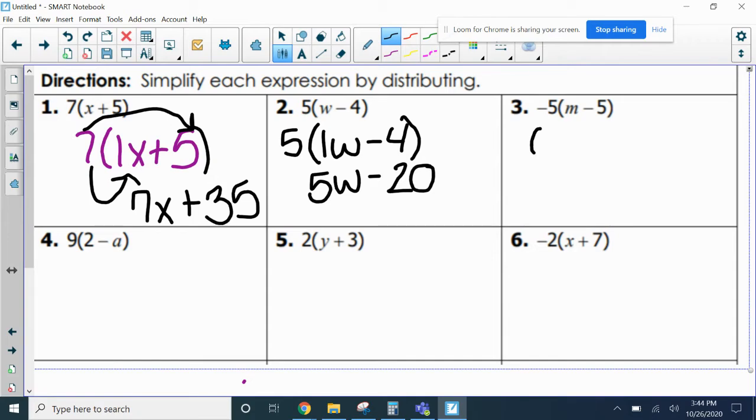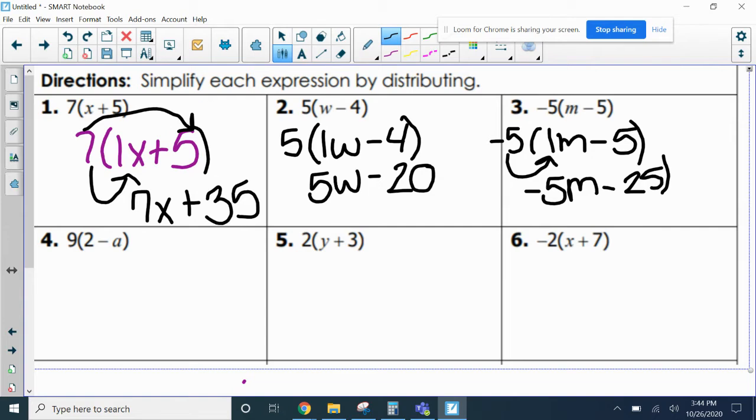Again, we're distributing it throughout the first term and the second term. So I have negative 5 times 1m. Remember, there's an assumed 1 there, minus 5. So negative 5 times 1 is going to leave us with negative 5 times m, because we don't know what m is, so we're going to leave m there. Minus 5 times 5 is 25.